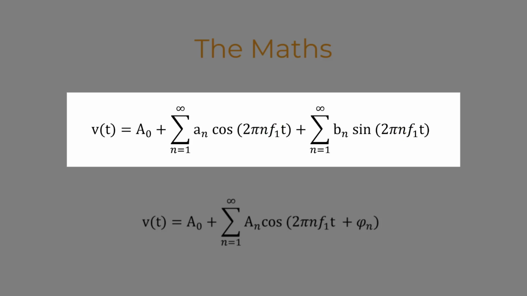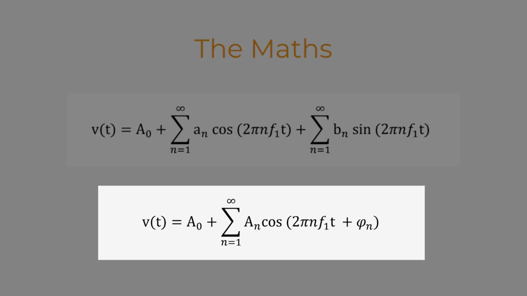While this form is perfectly valid, it can feel a bit redundant, since sine and cosine are essentially the same function, differing only by a 90 degrees phase shift. A neater and more intuitive form of the Fourier series uses just one summation with cosine terms, but includes a phase shift inside the argument. By adjusting this phase, the cosine can represent a sine wave or any other trigonometric waveform we need.